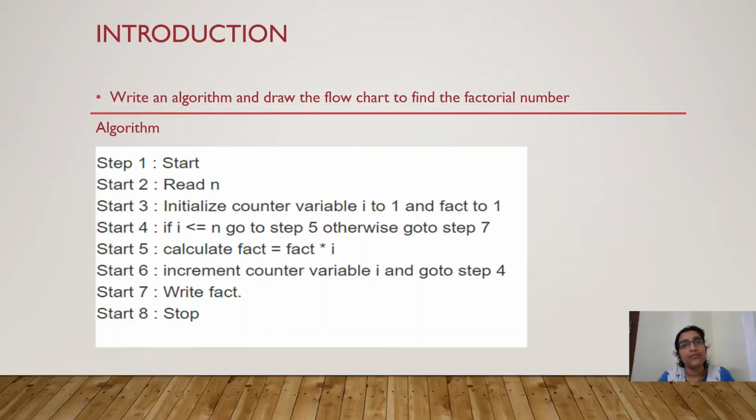For example, n factorial, 5 factorial. What is meant by factorial? Starting from 1 till that number, the product of all the numbers. For example, 5 factorial means 5 into 4 into 3 into 2 into 1. That is, the product of all numbers from 1 to 5 is the factorial. N factorial means 1 into 2 into 3 and so on up to n. That multiplication is the factorial.